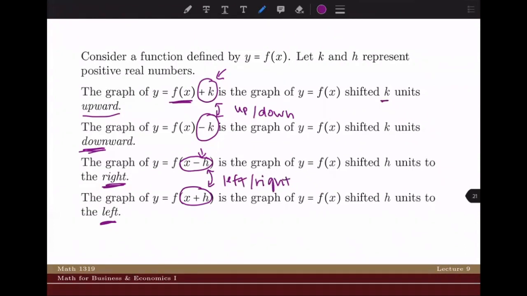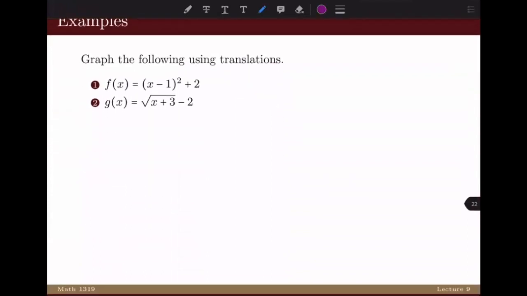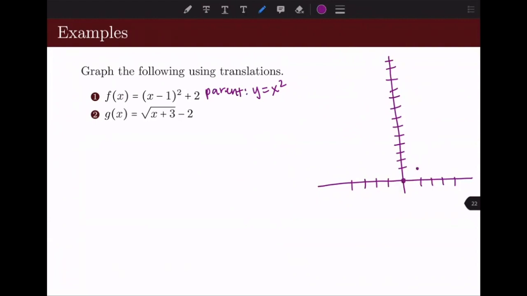All right? All right, let's do some practice with this. We want to graph the following translations. The first one is x minus 1 quantity squared plus 2. The parent graph we're going to use is y equals x squared. All right, so here is my parent graph. This is y equals x squared.